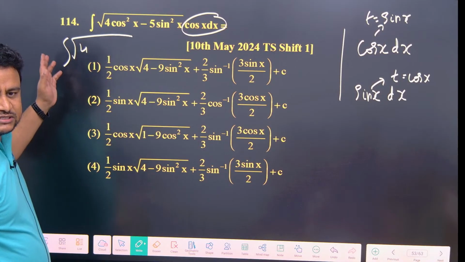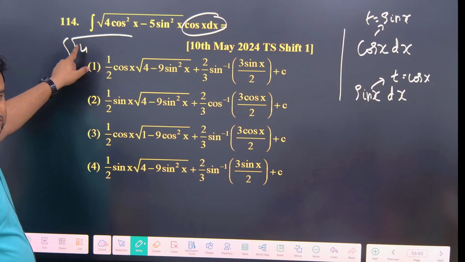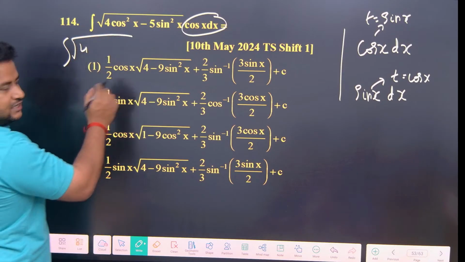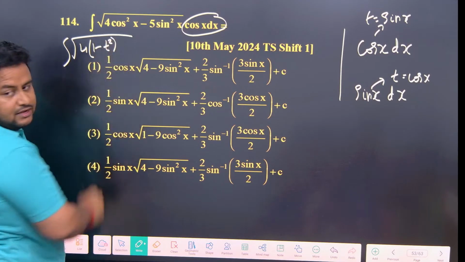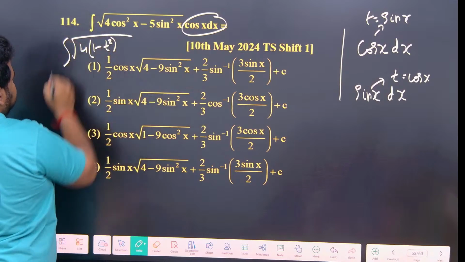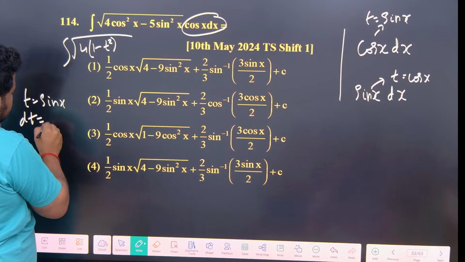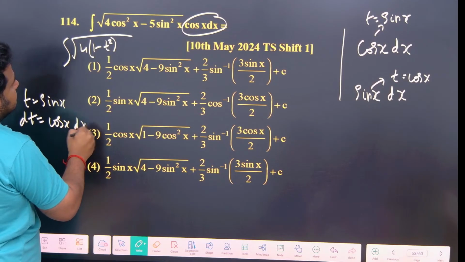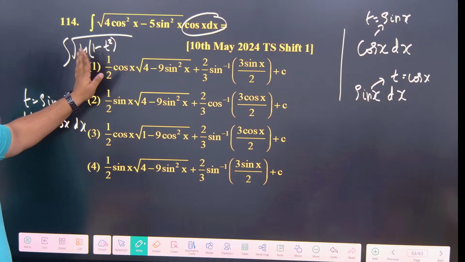So cos square x can be written as 1 minus sin square x. This is 4 into 1 minus sin square x, which is t square, if t is equal to sin x. So dt will become cos x dx. So 4 into 1 minus t square. Understanding this? Any confusion? Clear till here?